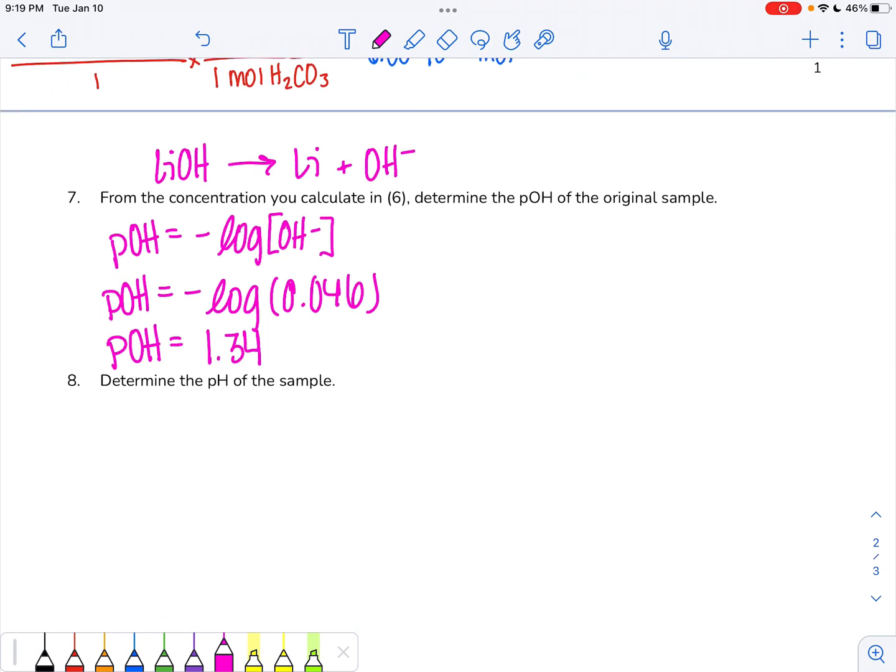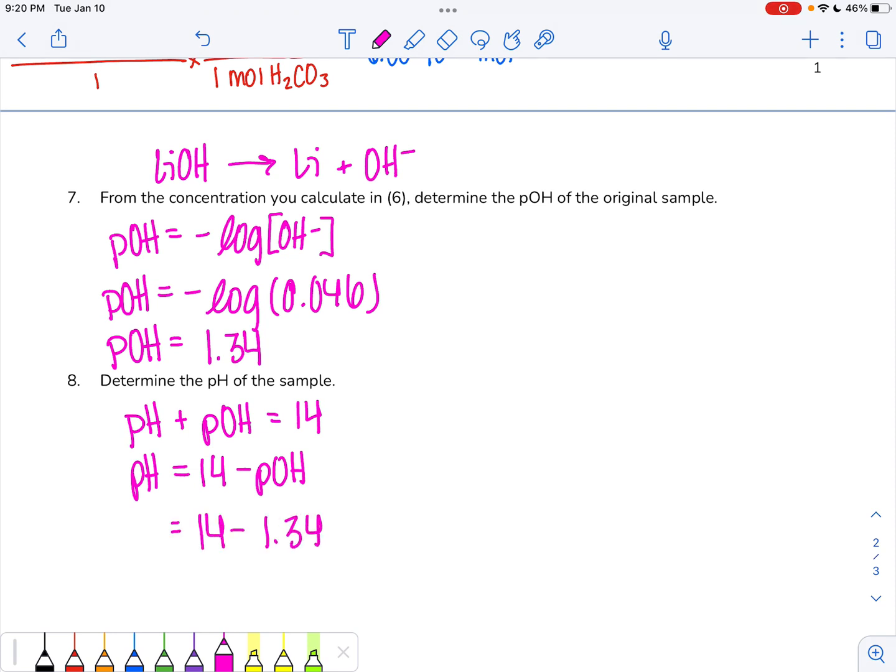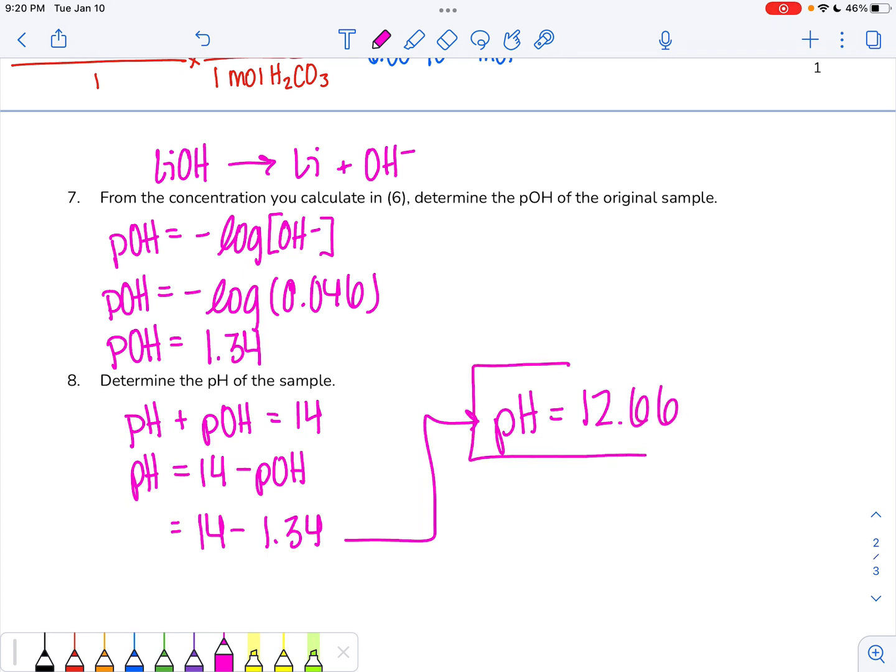From pOH, we can determine the pH of the original sample. Recall that pH plus pOH is equal to 14. So if I want to solve for pH, all I have to do is take 14 and subtract out my pOH value. So 14 minus 1.34 gives us a pH of 12.66. This makes sense because our original solution, lithium hydroxide, is a base, so we expect it to have a higher pH value. So here the pH is 12.66, indicating this is indeed a basic solution.